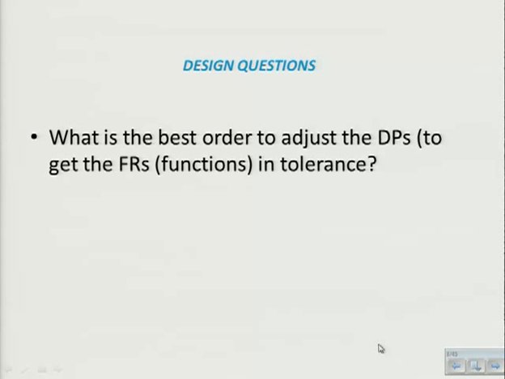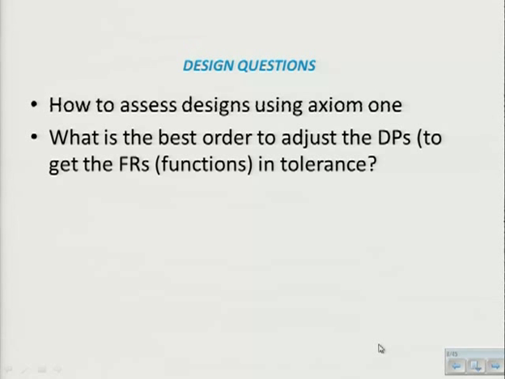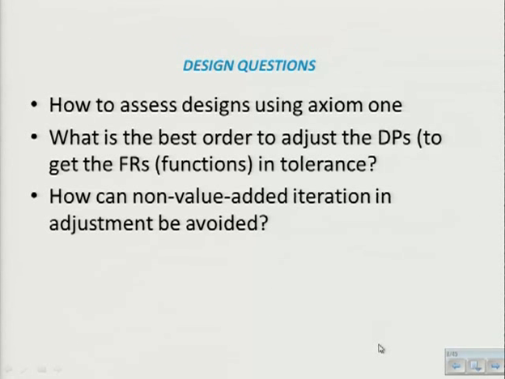Because if one component or system is depending on the output of another one, I may have to design that first system before I know what I'm doing in the second one, or at least some elements. The design matrix will help you see what those are and avoid those kind of situations. So we're going to see how to assess designs using Axiom 1. What is the best order of adjustment?